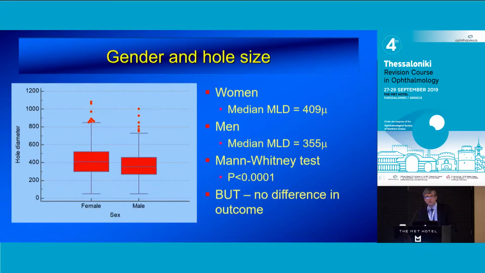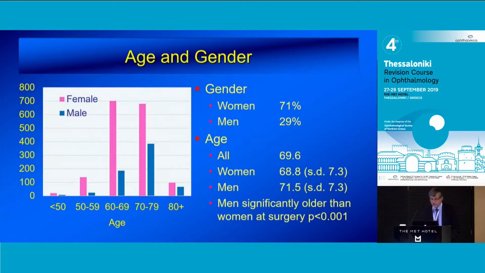Looking at this, we found some interesting things. The holes tend to be smaller in men than women, but this doesn't seem to affect outcome, but it's quite a big difference in the average or median-sized hole. The onset of the macular hole tends to be earlier in women than men. Women outnumber men, as we said, and they get macular holes a bit sooner than men do.